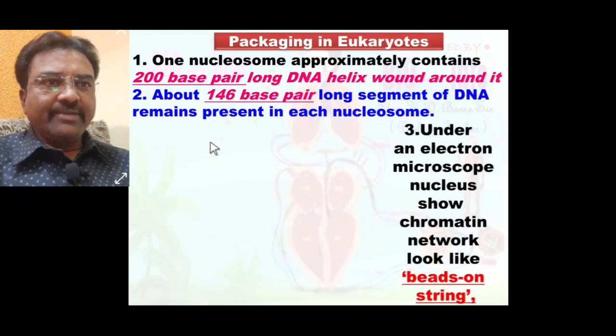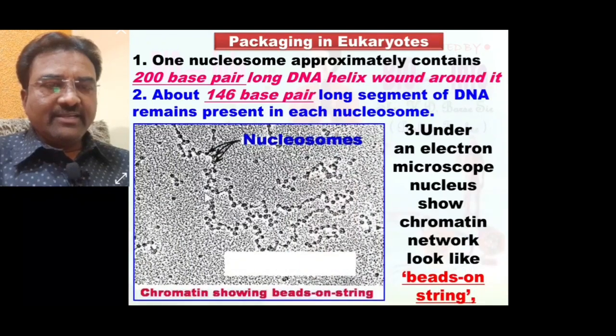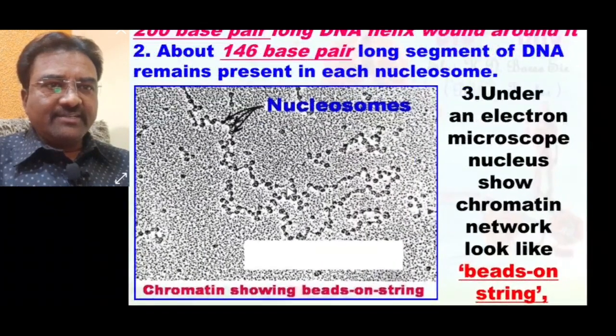Under an electron microscope, the nucleus shows a chromatin network that looks like beads on a string. Seen here in diagrammatic representation, the beads on the string are nucleosomes. So chromatin shows beads on a string, as seen in the electron microscope.